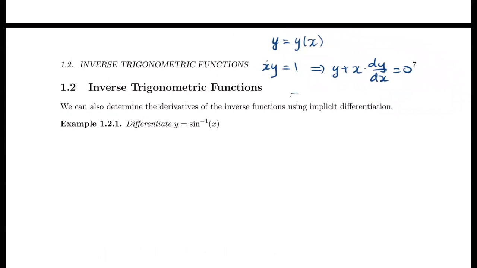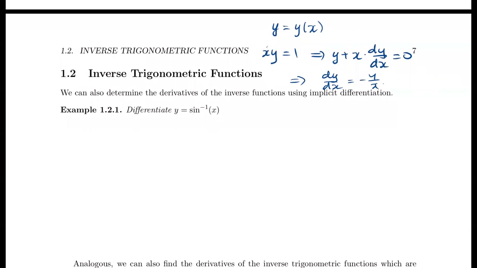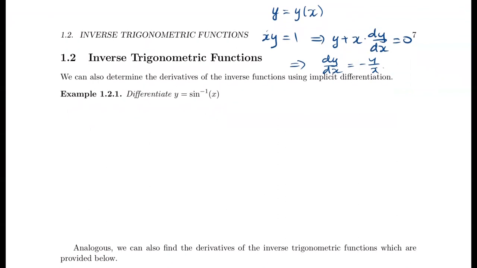So dy over dx would then just be negative y over x. That would be the implicit differentiation that we're actually going to be working with now. So let's have a look at the inverse trigonometric function sine inverse of x. We want to differentiate this function. First of all, let me rewrite this as x is equal to sine of y.